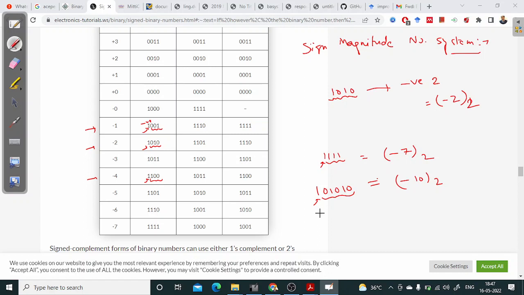We can have, let's say, 0 1 1 1 1. What is this? 0 indicates positive, so it's a positive number, and the value is 1 1 1 1, which is 15. So this is +15 in binary. This is how we represent numbers with sign in the sign magnitude number system, right?